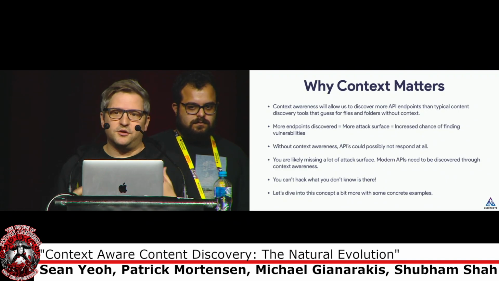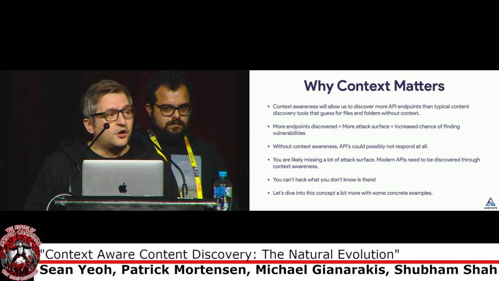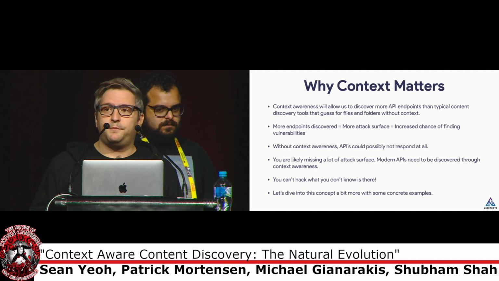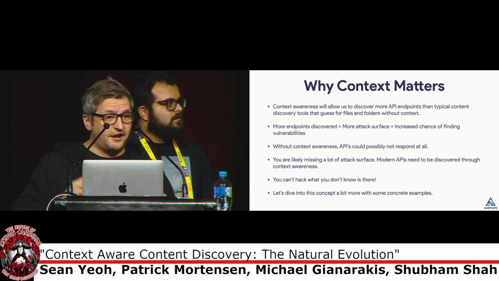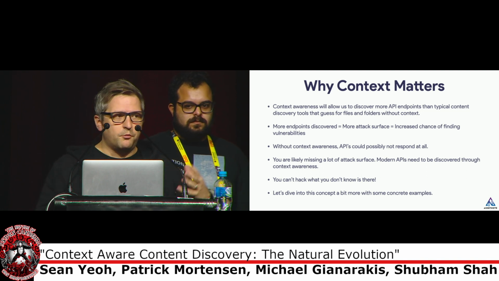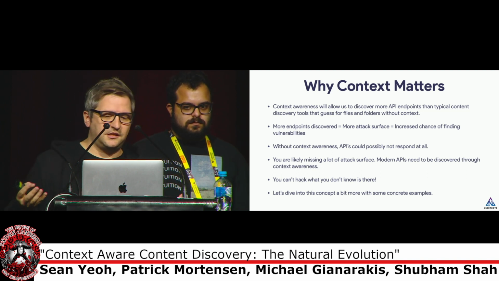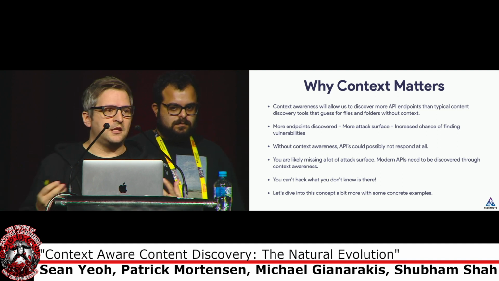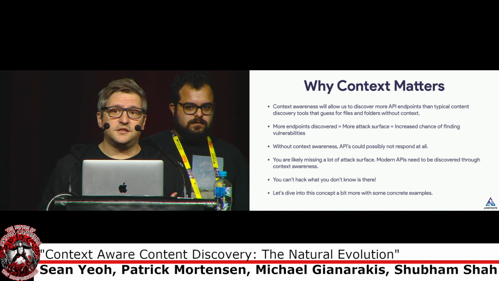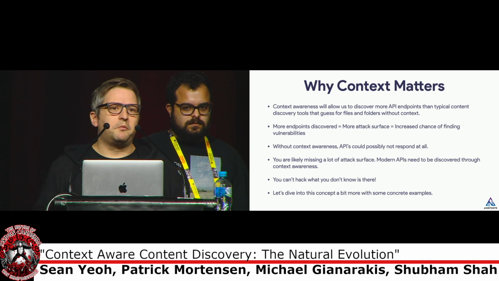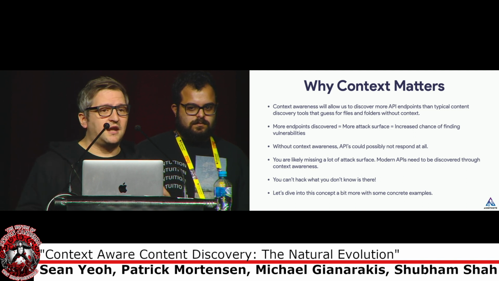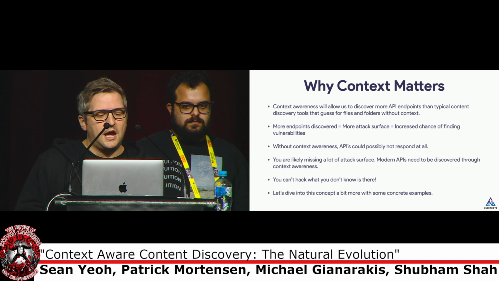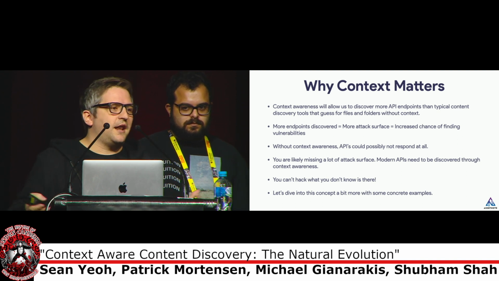So what do we mean when we talk about context awareness? Context awareness allows us to discover more API endpoints than typical content discovery tools that simply guess for files and folders without any of the context. And as we mentioned earlier, the more endpoints you discover, the larger the attack surface, and the higher the chance that you're going to find some sort of security vulnerability. Without the context awareness, certain APIs might not even respond at all. And with that, you're probably missing a lot of the attack surface. And so the only real way to cover that attack surface with modern applications and modern APIs is through context awareness. Ultimately, you can't hack what you don't know is there.